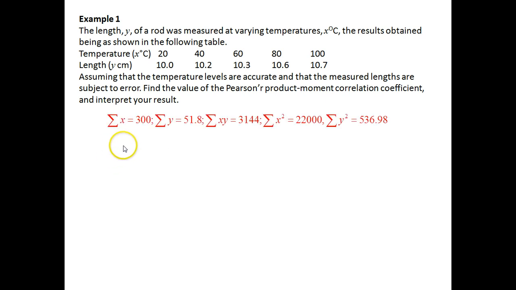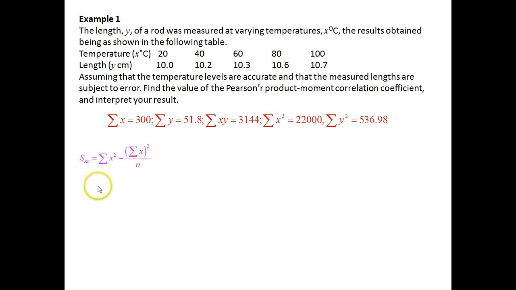So first off, we have to work out the relevant sums we need. The sum of x, add up all the x and we get 300. Add up all the y and we get 51.8. Add the x multiplied by y, so 20 times 10 plus 40 times 10.2 and so on, and we get 3,144. Add up all the x squareds, so 20 squared plus 40 squared plus 60 squared and so on, and add up all the y squareds. So we've got all those as the sums that we are going to need.